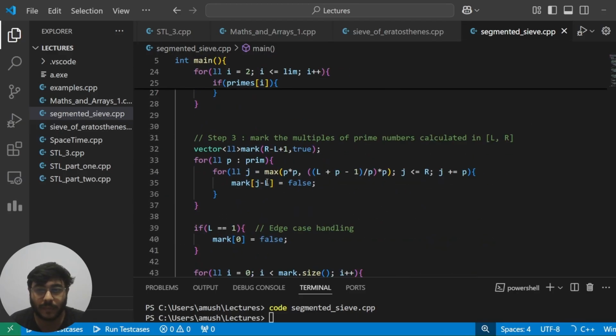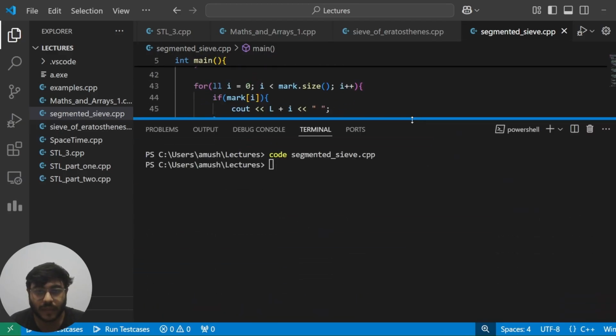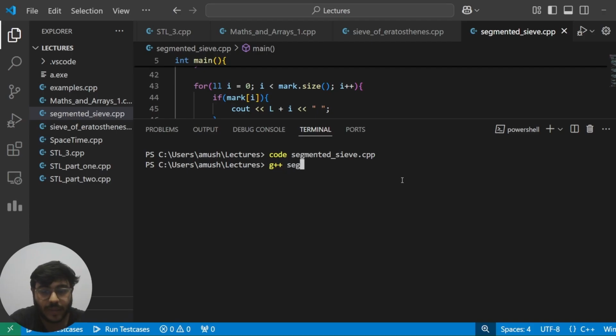So now we are over with the implementation. Let's try to run this piece of code. Let's run this segmented sieve. Okay, so I hope everyone is able to understand what I'm trying to implement here. Okay, then run a.exe. Okay, now let's try to give the numbers.